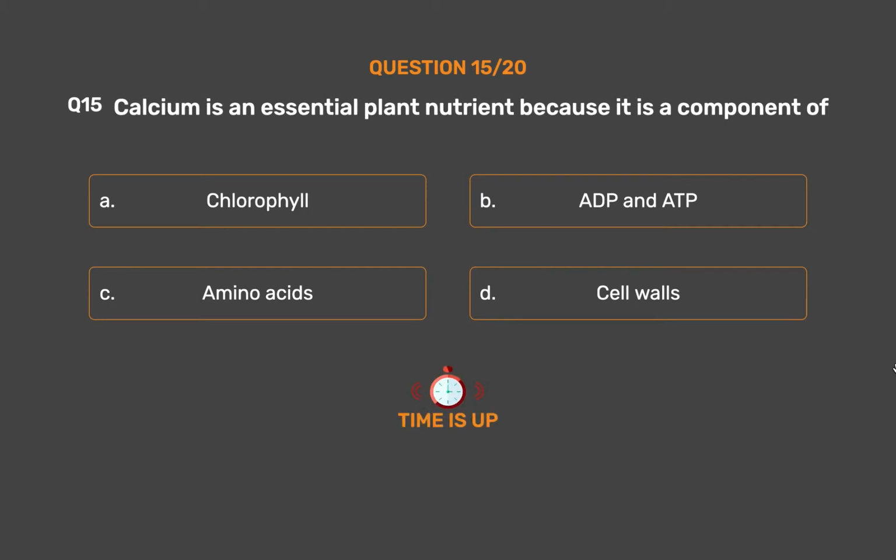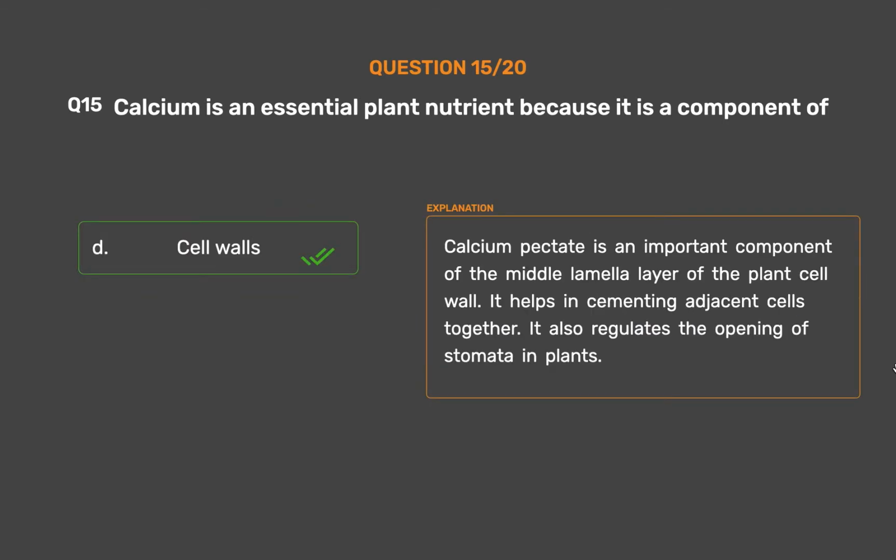The correct answer is Option D. Cell walls. Calcium pectate is an important component of the middle lamellar layer of the plant cell wall. It helps in cementing adjacent cells together. It also regulates the opening of stomata in plants.